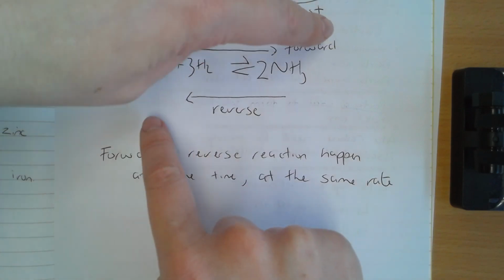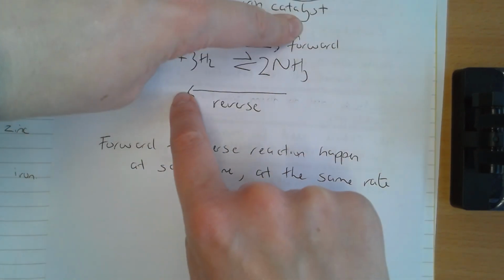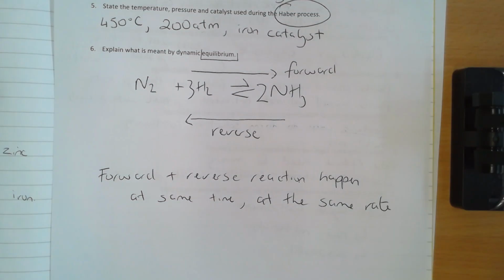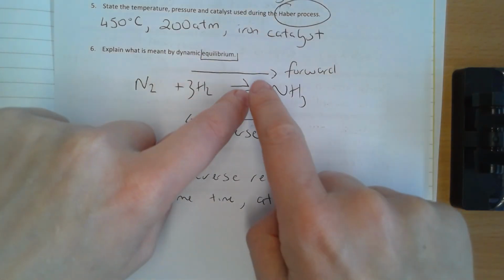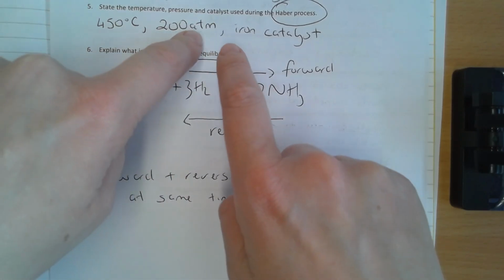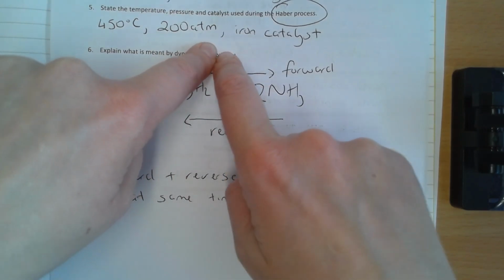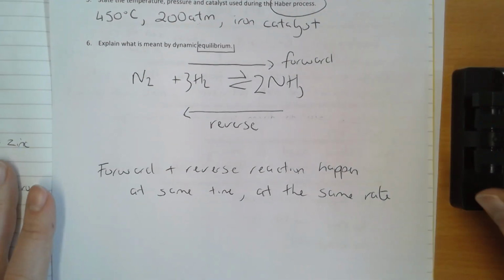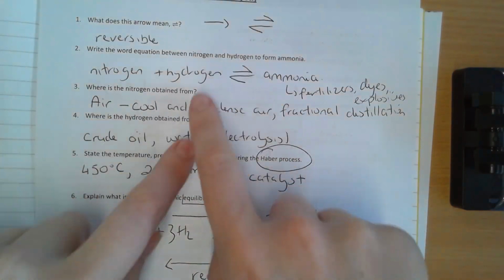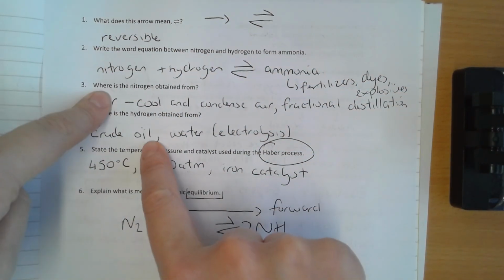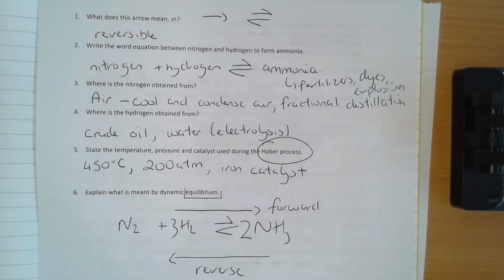If the forward and reverse happen at the same time, at the same speed, they effectively cancel each other out and you stop making more product. And this situation is called equilibrium. All right, so what you need to know, that arrow means reversible. If you have a reversible reaction, you can have equilibrium where forward and reverse, same time, same speed. Other thing you really need to know is just this actual reaction. It's called the Haber process. Nitrogen and hydrogen, where do you get them from? What conditions do you use?